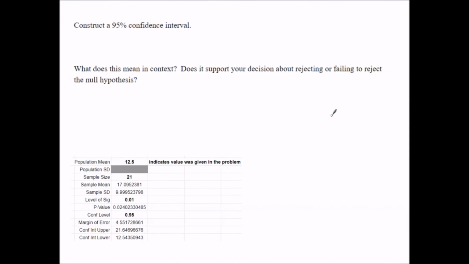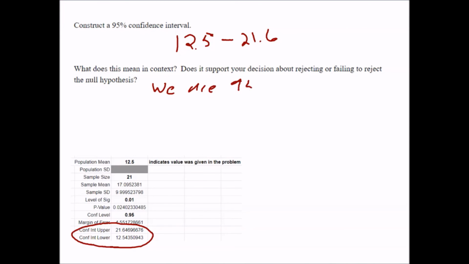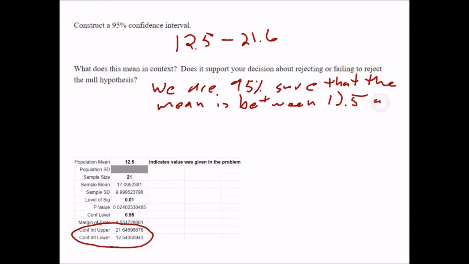Okay, if we wanted to construct a 95% confidence interval, then we would actually use this down here. So 12.5 to 21.6. What does this mean? We are 95% confident, or sure, that the mean is between 12.5 and 21.6 milliliters per kilogram.